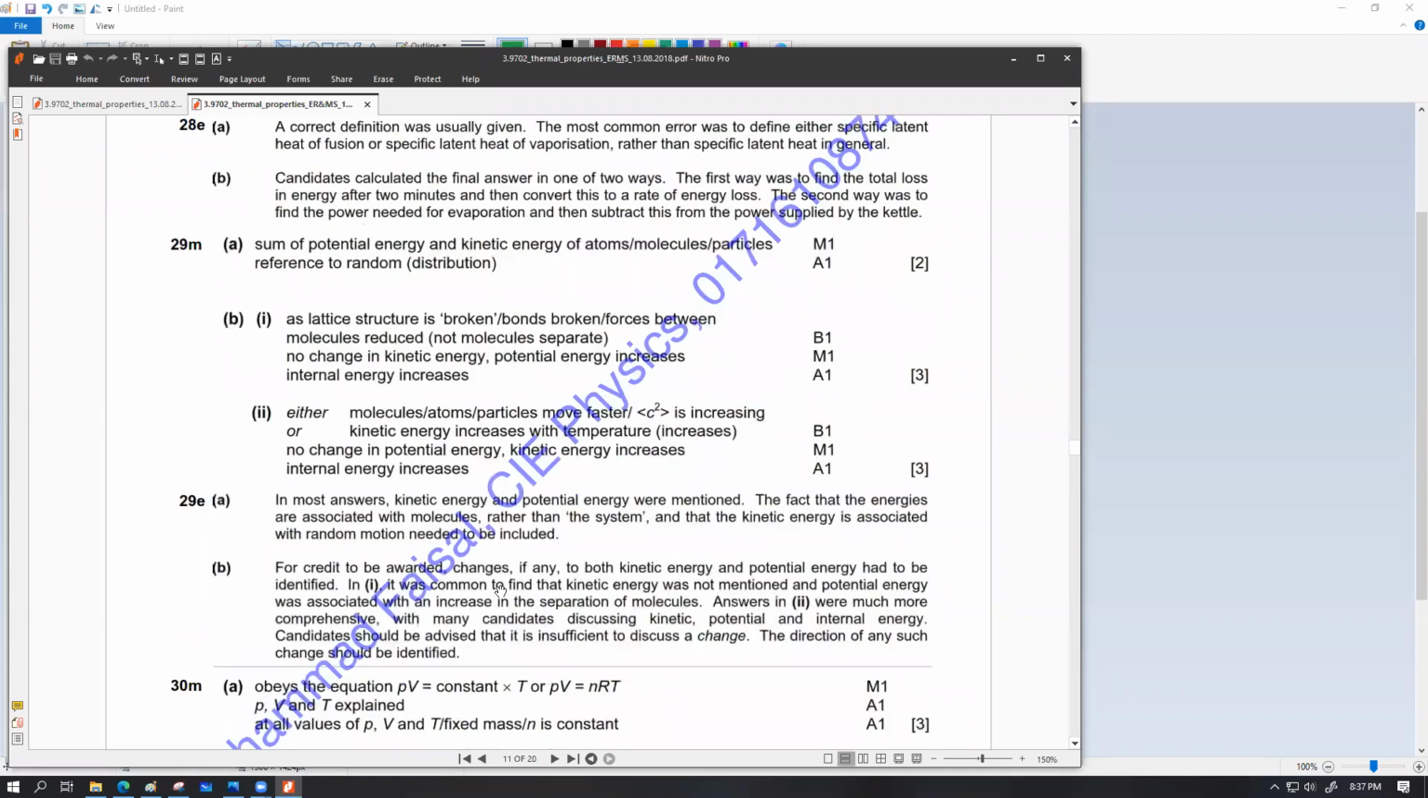For credit to be awarded in changes in if any, both kinetic and potential energy had to be identified. It was common to find the kinetic energy was not mentioned and potential energy was associated with an increase of the separation of the molecules.